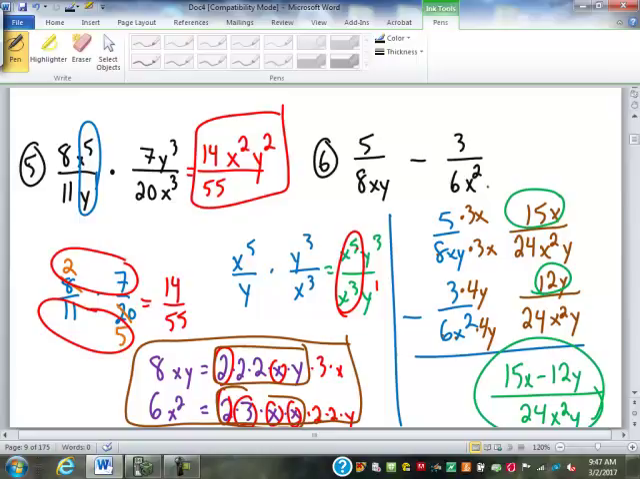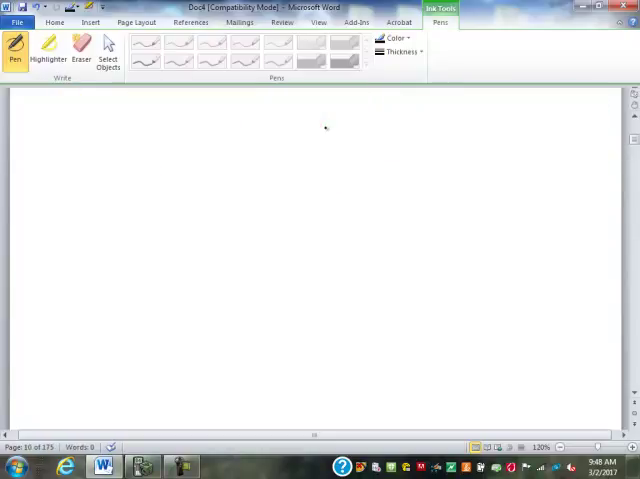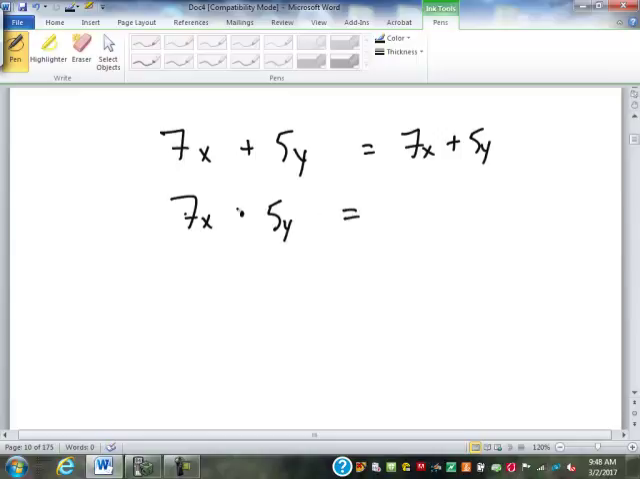I always try, with 15x minus 12y, to combine them, 15 minus 12, and just put xy. Yep. You've got to be careful. Unless they start with the same name, you cannot combine them when you add or subtract. For multiplication, yeah, you can combine pretty much anything. If you have 7x plus 5y, your answer is just 7x plus 5y. If you have 7x times 5y, 7 times 5 is 35, x times y is xy.